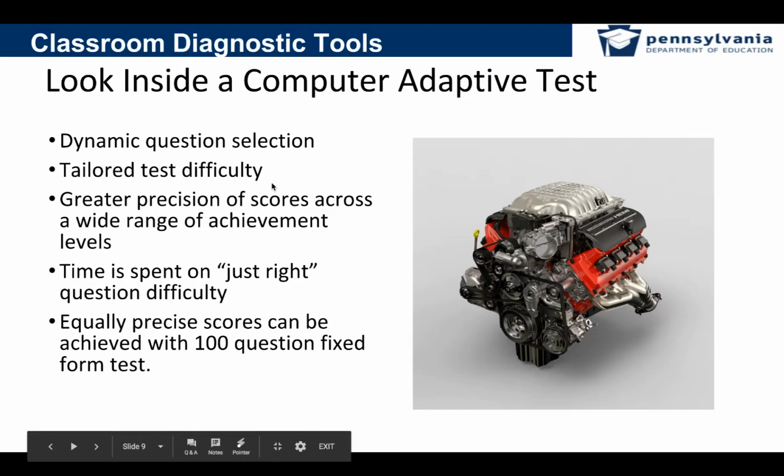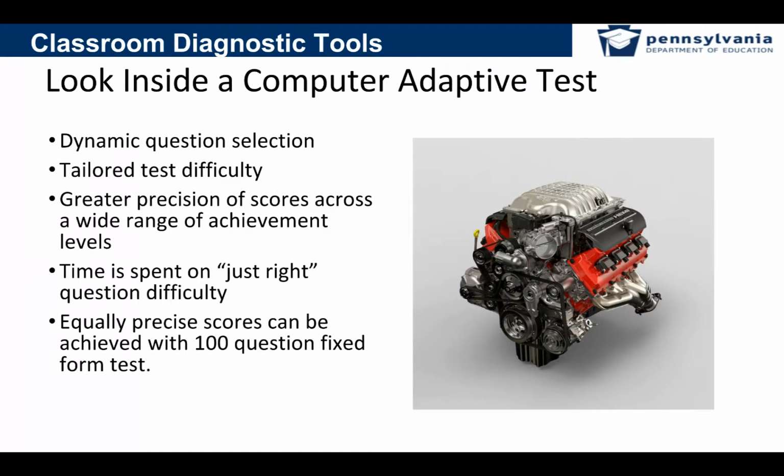Let's take a look inside the Classroom Diagnostic Tools Computer Adaptive Test Engine. The Computer Adaptive Test Engine is also known as the CAT. The CAT is capable of dynamic question selection. It can tailor test difficulty to the individual student.